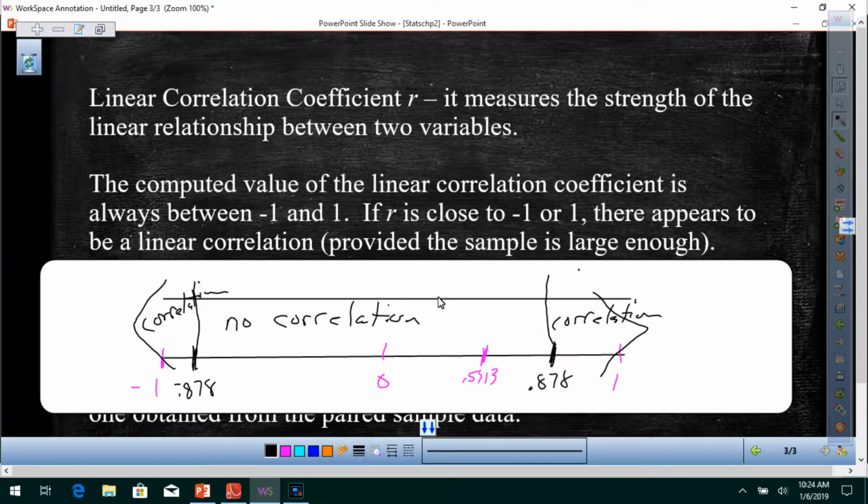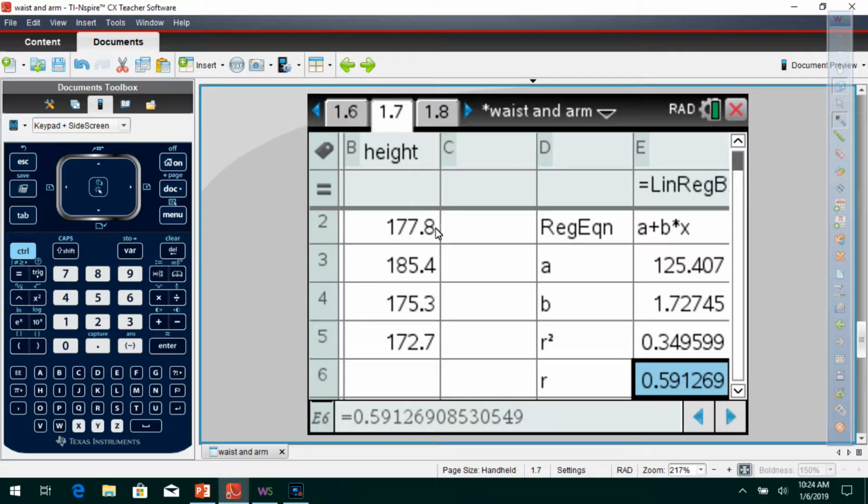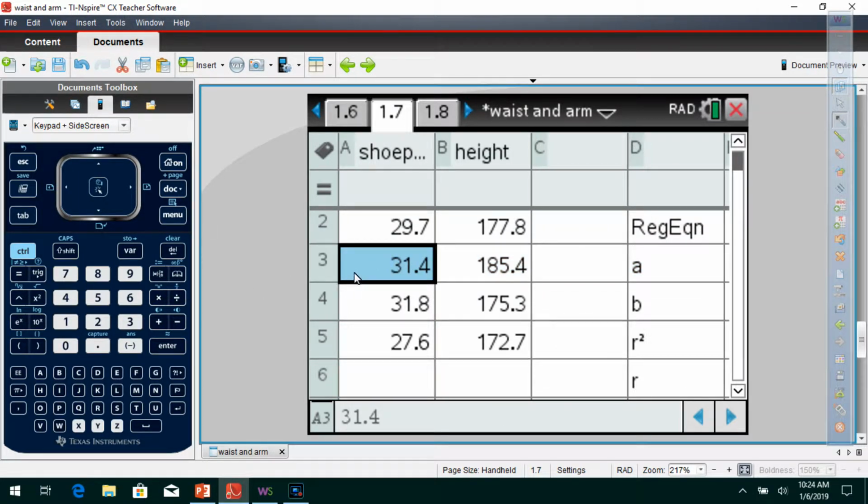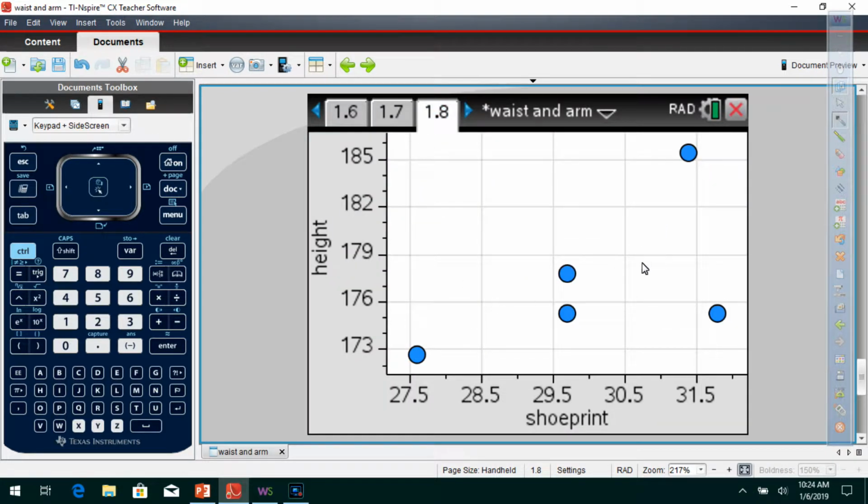So based on these 5 points, we cannot tell that shoe print and height are correlated. Okay, just based on those 5. And so here we couldn't really tell.